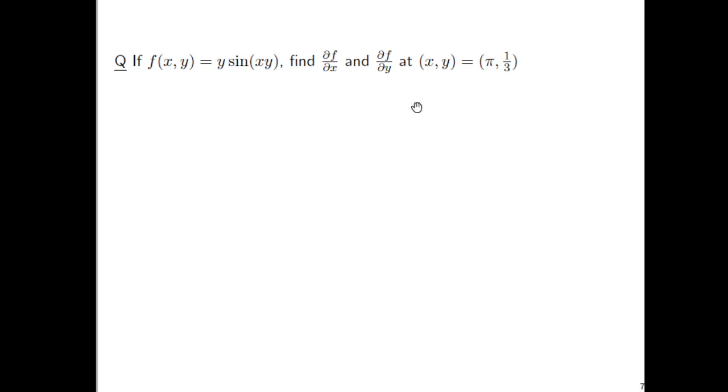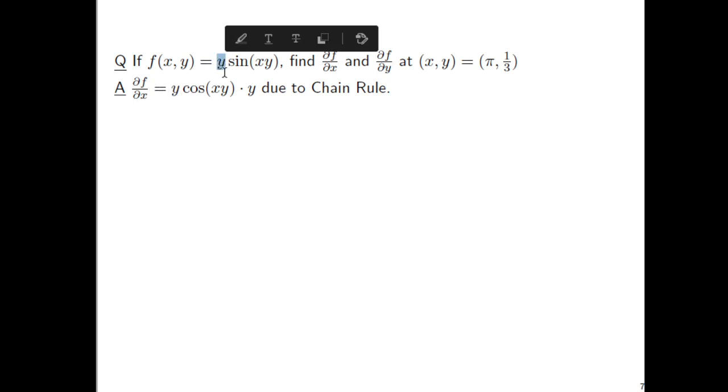And we'll do this specifically at the input pi comma 1/3. So first we need to find the partial derivative function. So let's find the partial derivative with respect to x. Notice we have to treat y like a constant, meaning, what would we have done had there been a constant like 10 here? We would have copied down the 10, right? So in the same way, we copy down this y.